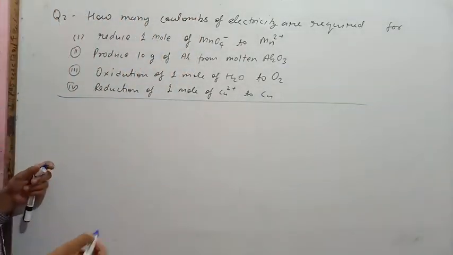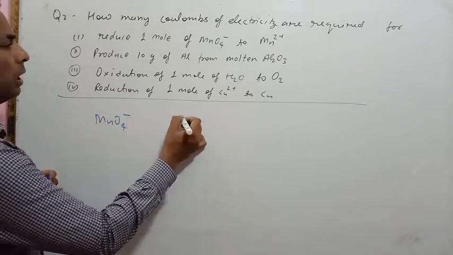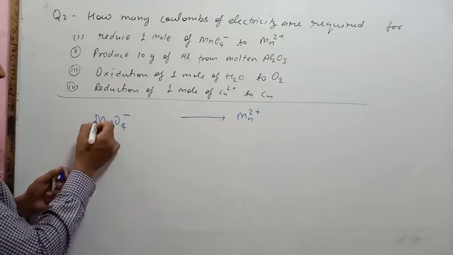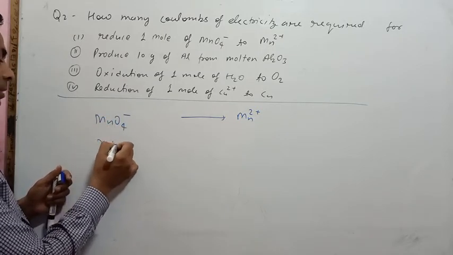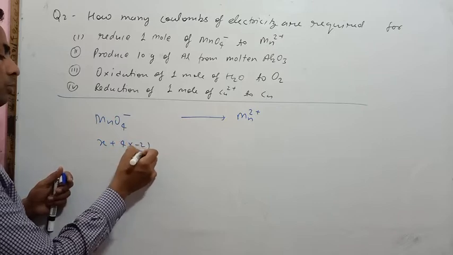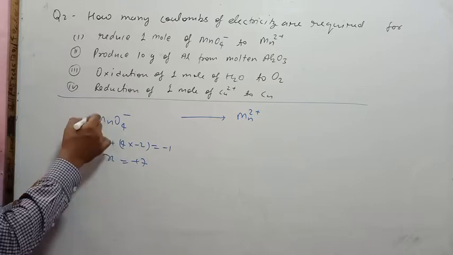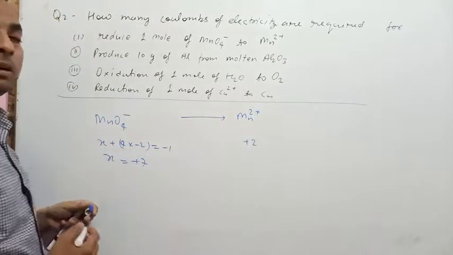First we have to balance the equation. MnO4 minus is reduced into Mn2 plus. So look here, the oxidation state of Mn. First we have to find out: x plus 4 into minus 2 equals minus 1. So x equals plus 7. Here the oxidation state of Mn is plus 7, and here the oxidation state of Mn is plus 2.